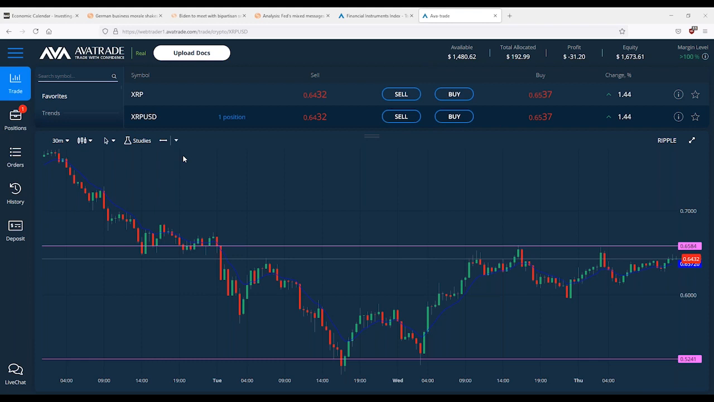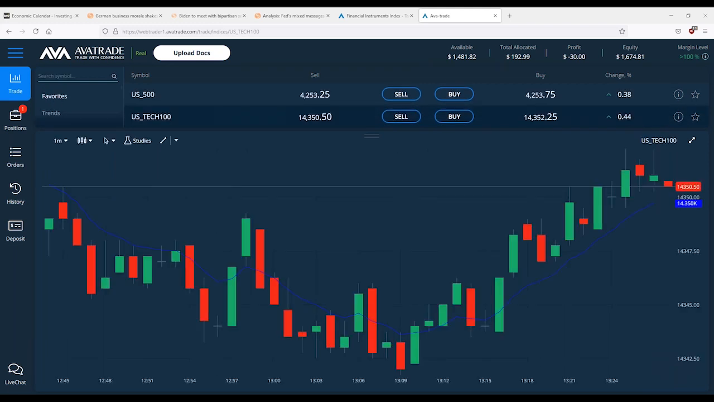So if we look at maybe the US Tech 100 or the Dow Jones, let's try, let me get the proper name here. There it is, US underscore 2000, US underscore 30. That's the Dow Jones, US 500, US Tech 100. That's NASDAQ, NASDAQ 100. Okay, so now we've got the NASDAQ chart up.